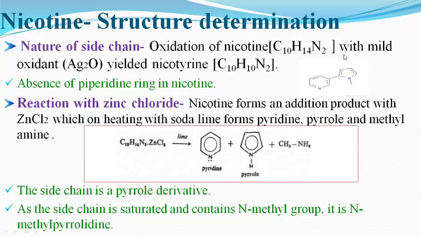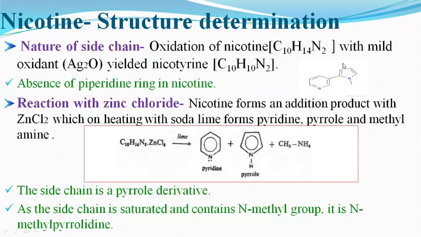Oxidation of nicotine with a mild oxidant yielded nicotyrene. Its formula is C10H10N2, whereas the formula of nicotine is C10H14N2. The conclusion drawn from this reaction is the absence of a piperidine ring in the nucleus. This means that the pyridine ring is present in nicotine and there is no saturated ring present in nicotine.